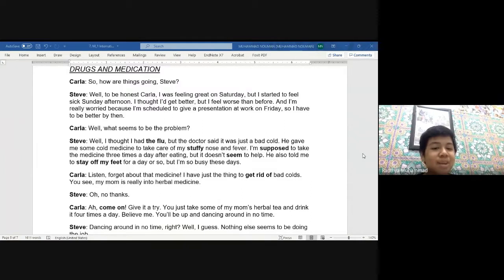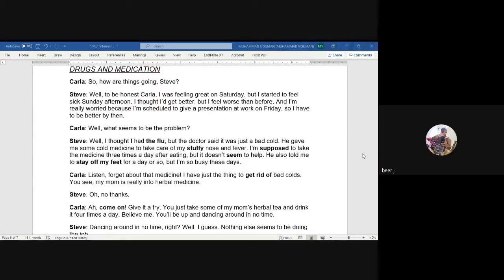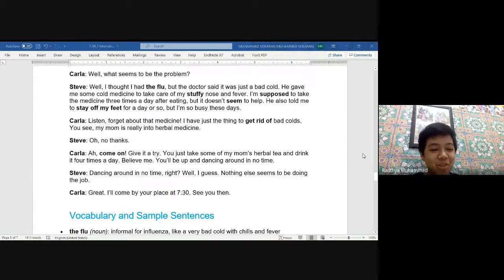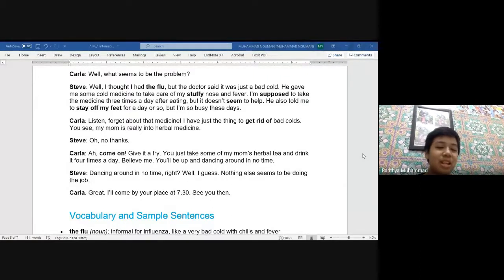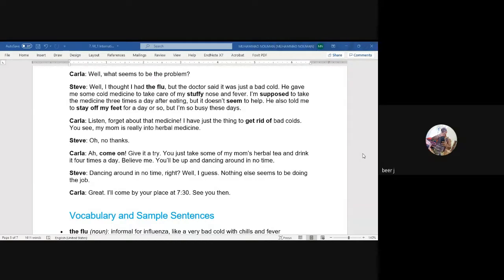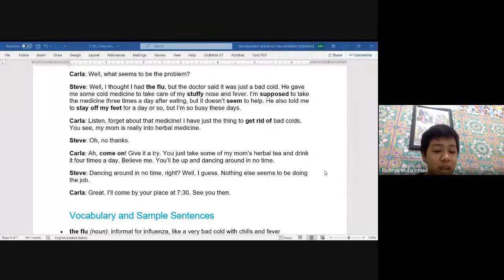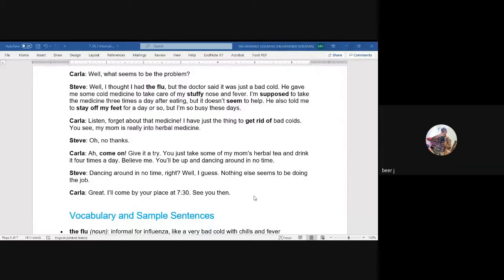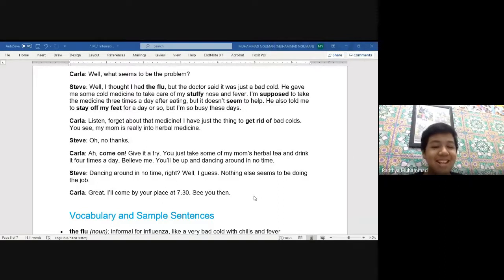Listen, forget about that medicine. I have just the thing to get rid of the bad cold. You see, my mom is really into herbal medicine. Oh, no, thanks. Oh, come on. Give it a try. You just take some of my mom's herbal tea and drink it 4 times a day. Believe me, you'll be up and dancing around in no time. Dancing around in no time, right? Well, I guess nothing else seems to be doing the job. Great. I'll come by your place at 7:30. 7:30. See you then.